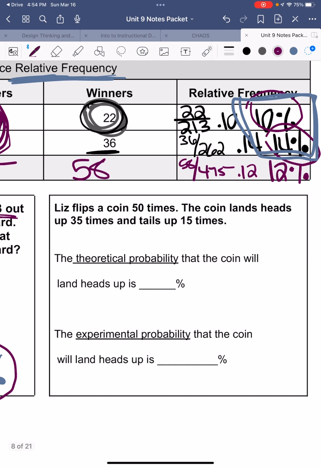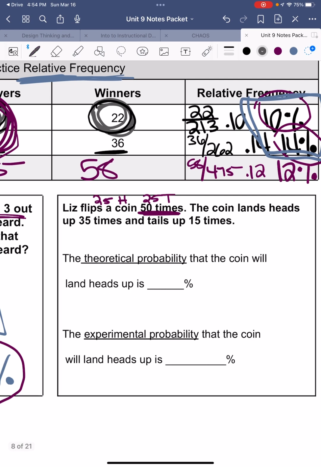All right, next we're talking about flipping a coin. So we've used this as an example a lot. So Liz flipped a coin 50 times. We've talked about theoretically 25 times should be heads and 25 times should be tails, but that's probably not what's going to happen. We now know that 35 times was heads and 15 times was tails. So theoretically, the coin should land heads up 50% of the time.